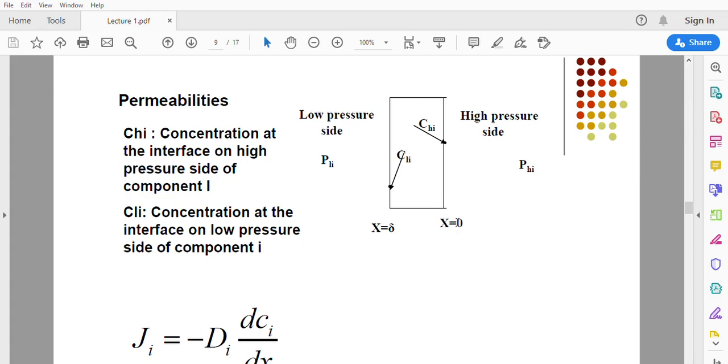Here we use x equal to 0. The thickness of the membrane is delta. Here it is x equal to delta. Okay, so how does the diffusion occur across the membrane?